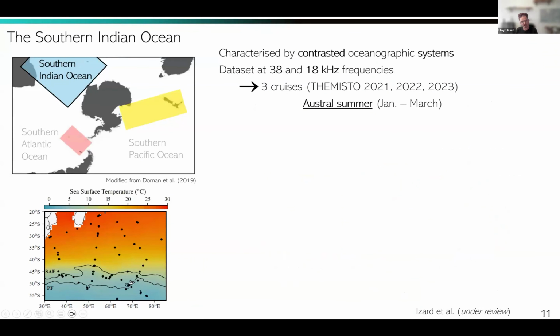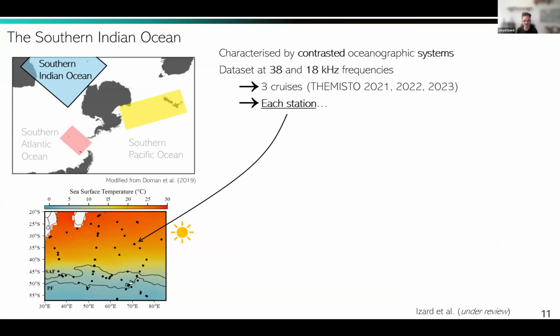For our study, we'll benefit from a data set that allows us to have a regional approach with both 38 kilohertz and 18 kilohertz frequencies. The data was collected during three consecutive cruises from the Themisto program that took place in austral summer between the years 2021 and 2023.